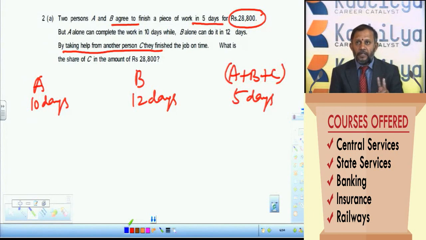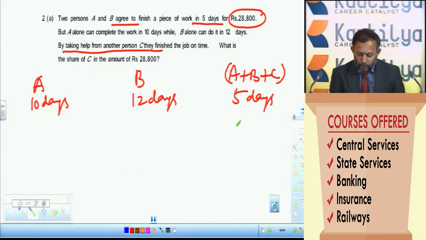If you make a comparison between the efficiencies of A and B, no doubt A is more efficient than B, because A can do the work in 10 days, B can do the work in 12 days. So therefore A is eligible for getting more amount. We know that amount must be divided according to efficiency of the candidate. Here A is more efficient because he can do the work in less number of days. So amount must be divided according to efficiency, or in the reverse ratio of number of days.